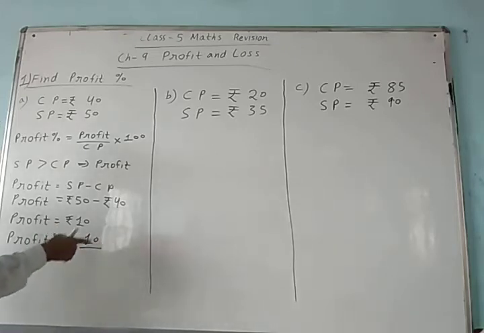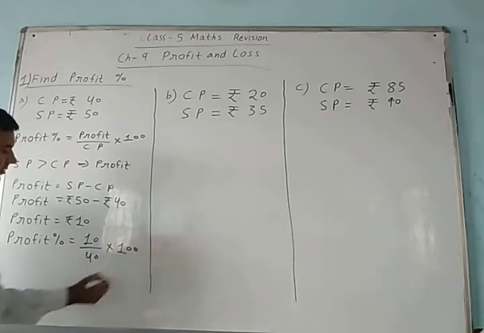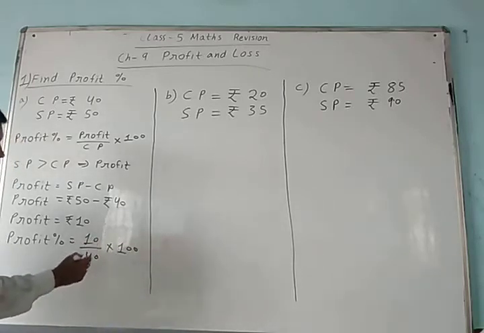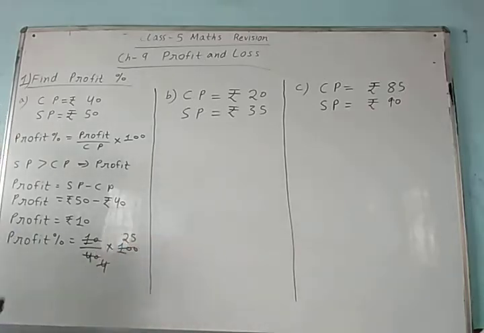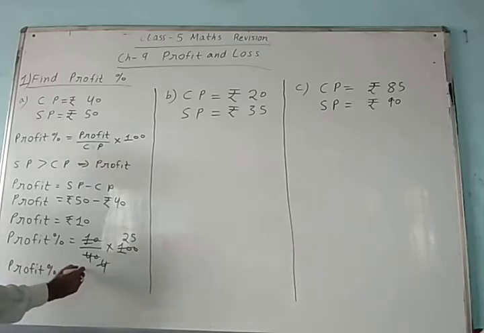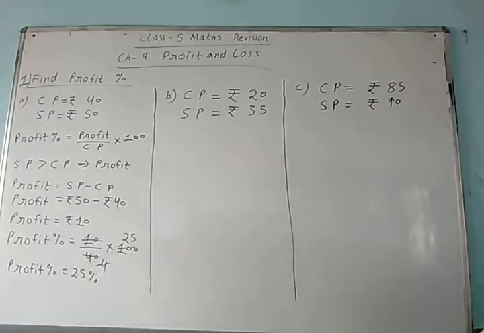Now profit percent, student, put the value. 10 upon, this is profit, 10 upon cost price how much? 40 into 100. Now students, see here, we can reduce here 10 for 40. Now 4 to 8, remainder 2, 4, 5, 20. So profit percent, student, 25%. So in this way we solve.